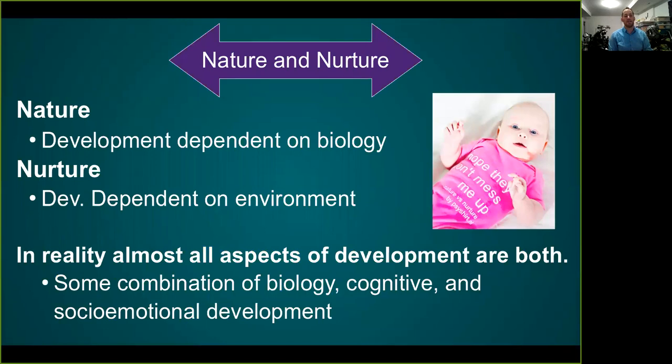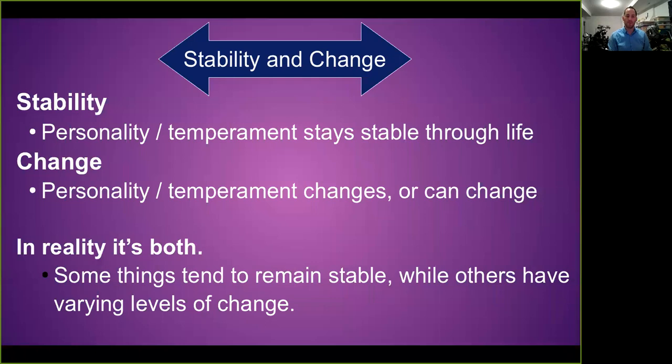But in reality, almost all aspects of development are both nature and nurture, and you'll see that all throughout this class. So some combination of biology, cognitive, and socio-emotional development make up about everything. Obviously, some physical development features are essentially only nature, but we'll talk about epigenetics, where the environment changes the way your genes are read and expressed. Stability versus change. So we talked about this example of personality. Some things do remain stable. Other things have varying levels of change. So it's kind of both. And it also depends on what you're looking at.